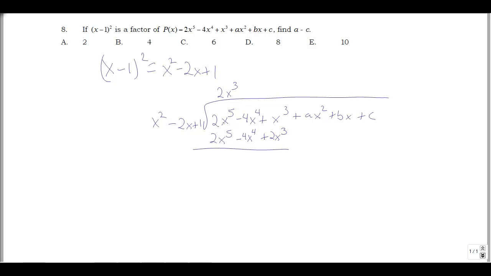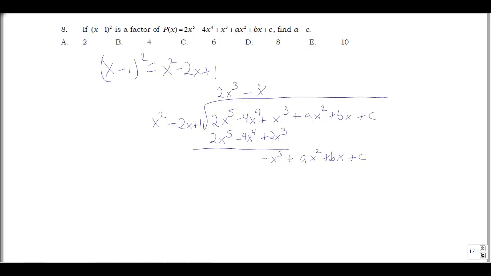And then I'm going to subtract. I get a 0. That's the point of choosing 2x to the third. I get a 0 here. That's lucky. X cubed minus 2x cubed, that's a negative x cubed, plus ax squared plus bx plus c. Now I'm going to think, x squared times what gives me negative x cubed? That's going to be a minus x.